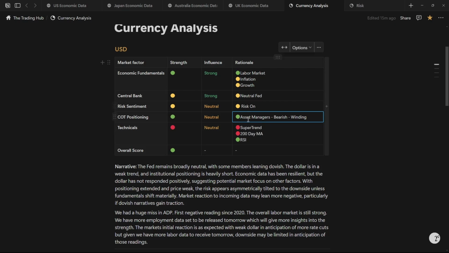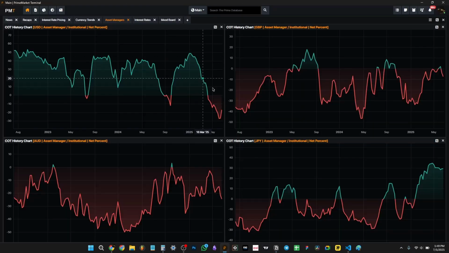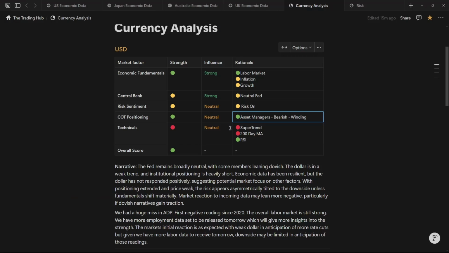So the most recent COT positioning showed asset managers increase their positioning, as we can see on this chart for the US dollar. This was their most recent positioning. On the 17th of June, they were here and then they increased their position into here. So this gives a single bullish point. It tells us that asset managers are actually increasing their positioning.